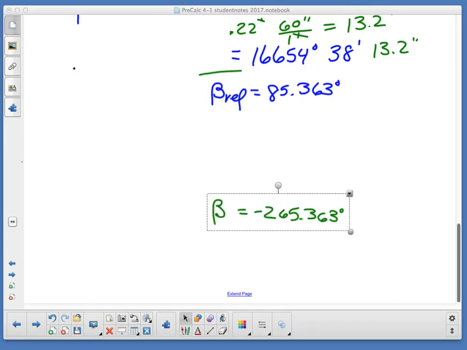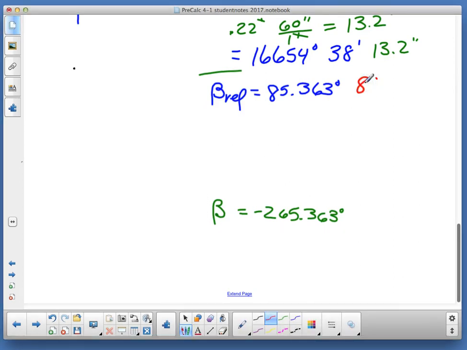Again, when we're doing this beta reference, okay, I'm already starting with the fact that 85 degrees is my degree. I'm really worried about 0.363. And remember, the issue here is minutes, degrees. And there are 60 minutes in 1 degree. Okay, so 60 minutes in 1 degree. Okay, so I've got that 363.